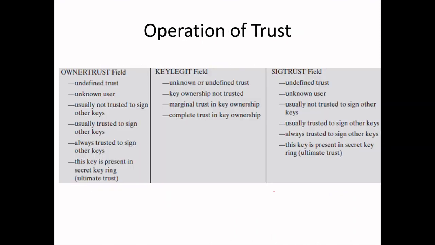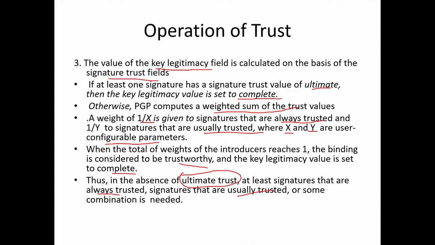Okay, so this is how we arrive at different trust values for the public keys which are entered in your public key ring. So PGP proposes three different fields: the owner trust field, the signature trust field, and the key legitimacy field. Using a combination of these and the different values assigned by different users, PGP itself will come up with a trust value associated with each of these public keys. Okay, that's it.